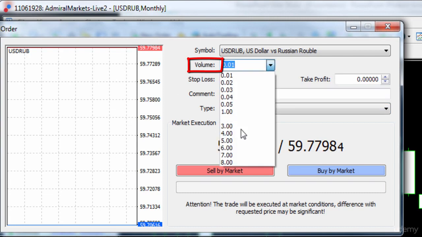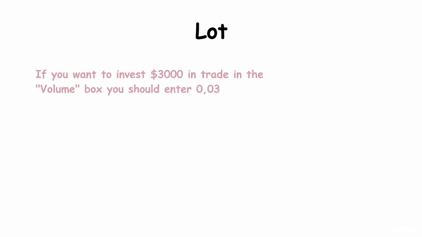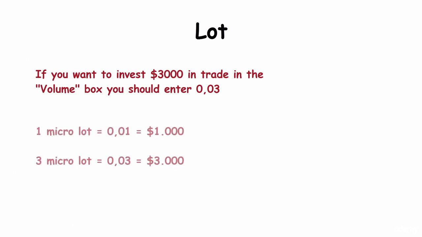We enter the amount of lots by clicking a new order, and then in the box volume we enter the amount that we invest in our trade. In the drop down menu we are offered a volume of lots of at least 0.01. That means one micro lot, and up to an amount that the size of the deposit and brokerage leverage allow. For example, if we want to enter a trade with 3,000 US dollars, we will enter 0.03 in the box volume, and that represents 3 micro lots.